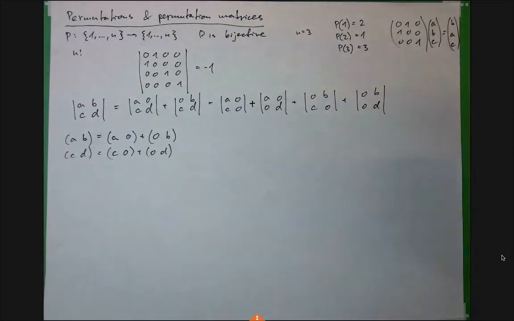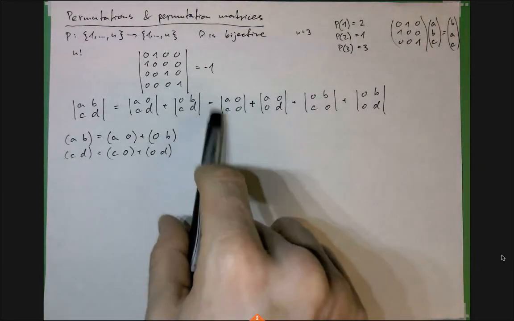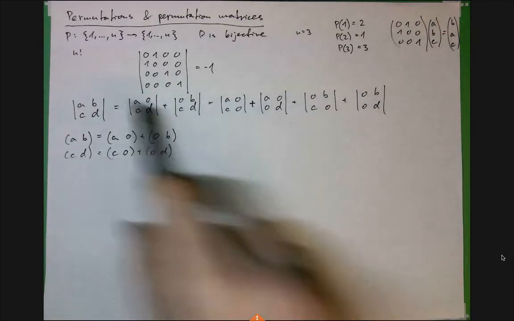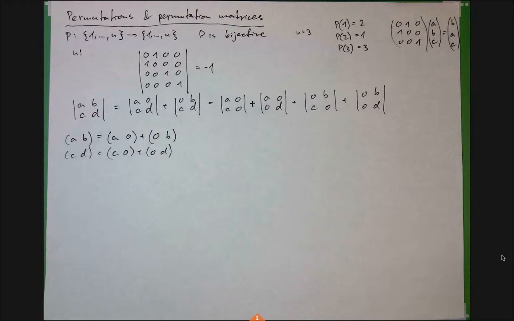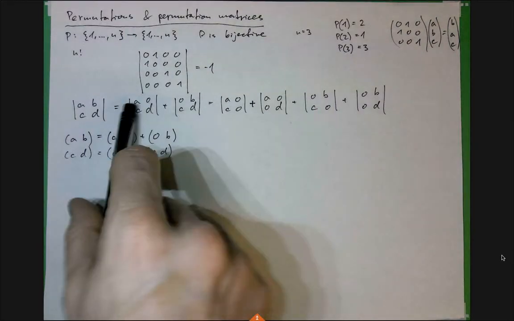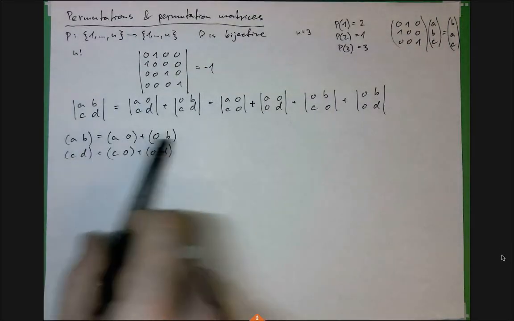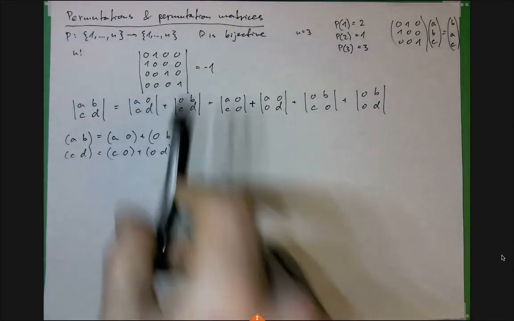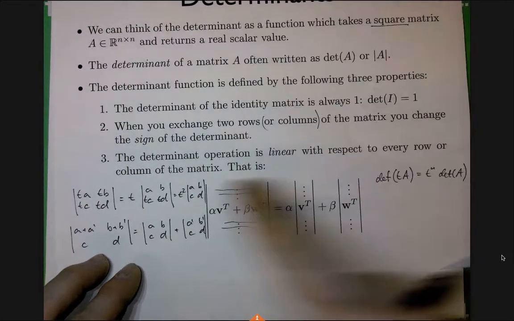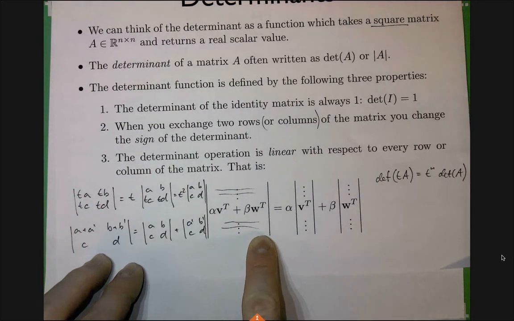So now the equality is true. This is splitting the first one, and this is splitting the second one. This is just applying the linearity rule of the determinant: if a row splits, then the determinant splits. That's rule number 3. That's exactly the rule that I applied there.